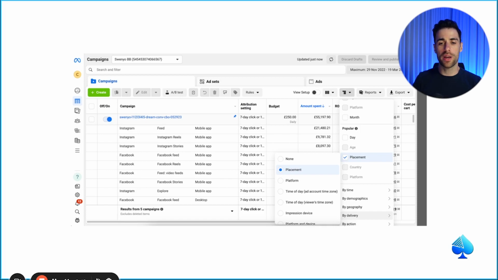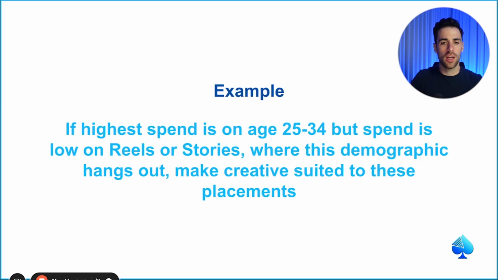And you can see where your spend is going in terms of placements. So you can see the spend is mainly going to the feed in this example. How do you use this stuff? Well, for example, if the highest spend is on age 25 to 34, but spend is low on reels or stories for the same account where this demographic hangs out, then you need to make creative that is more suited to these placements, because that's where your audience are hanging out.